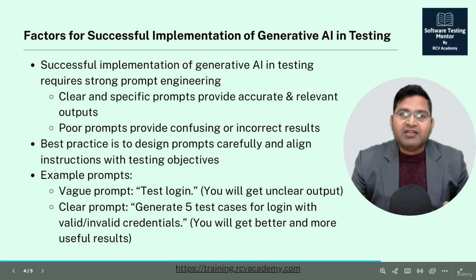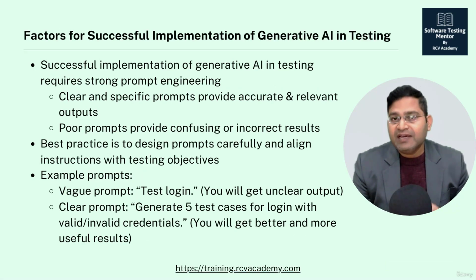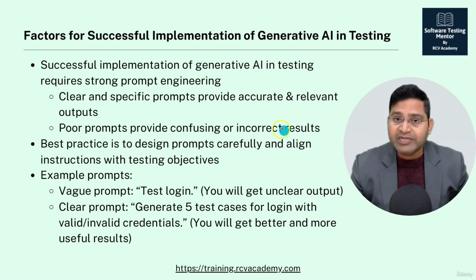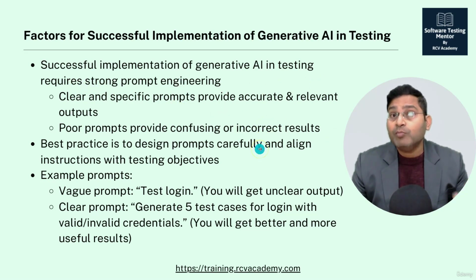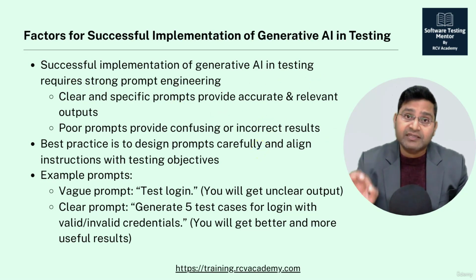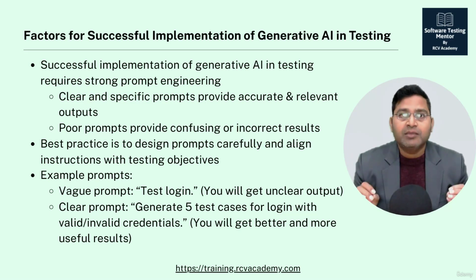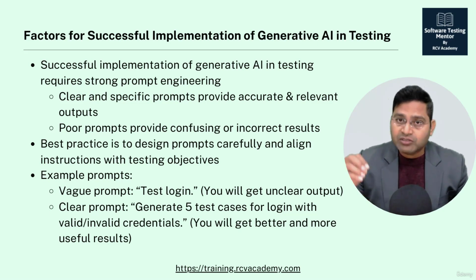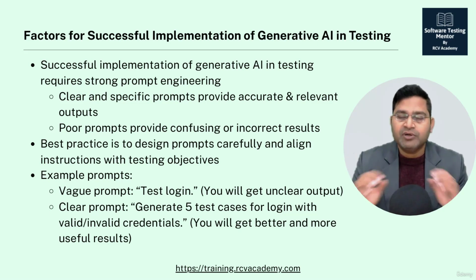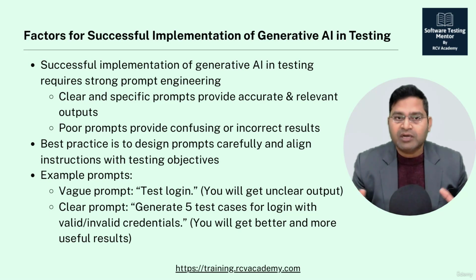Okay, now what are the factors for successful implementation of Gen AI in testing? Successful implementation of Gen AI in testing requires strong prompt engineering, and that's the key of this course and for your learning, because this is the most important skill that you definitely need now. Doesn't matter whether you are a software tester, business analyst, or developer, whichever domain you are in, if you know prompt engineering properly, you will be excelling in your career now. Clear and specific prompts provide accurate and relevant outputs.